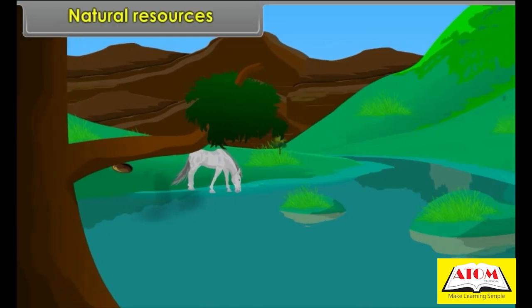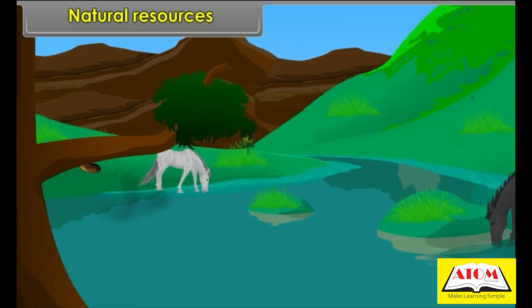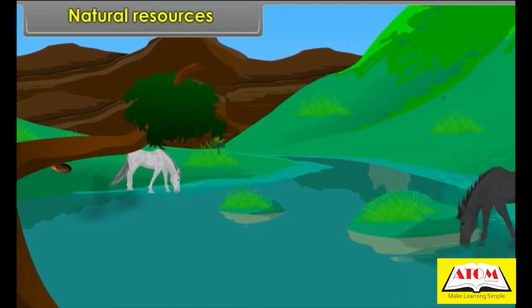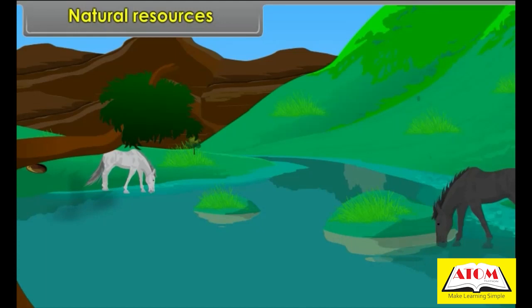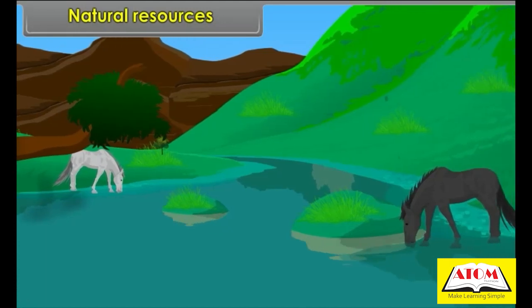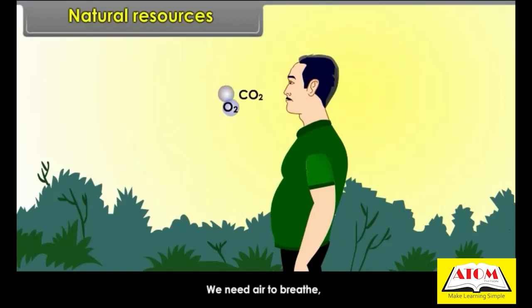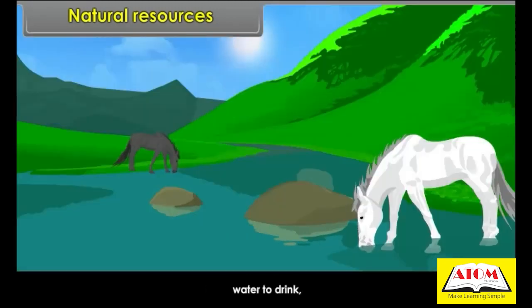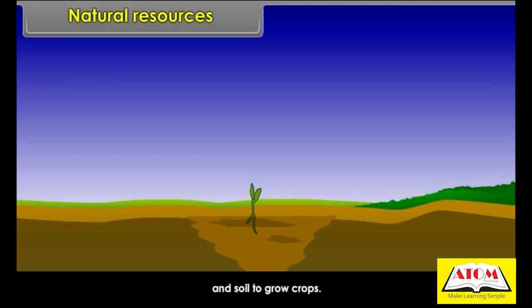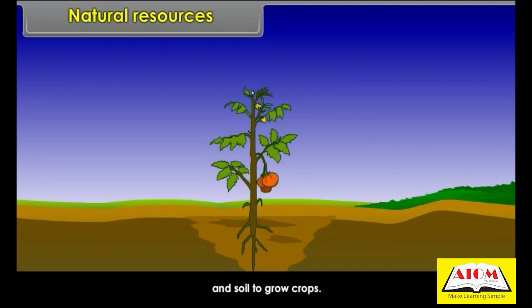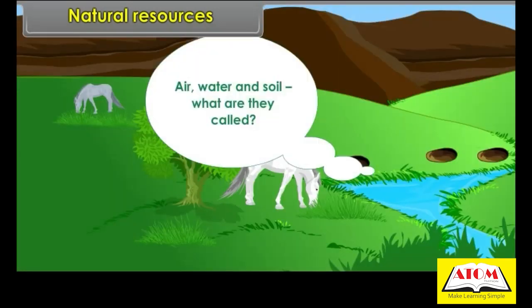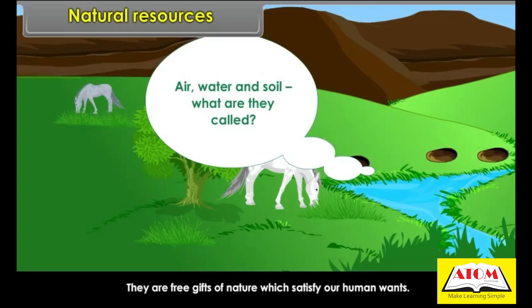Natural resources. Let us start the chapter by explaining the term natural resource very briefly with suitable example. We need air to breathe, water to drink, and soil to grow crops. Air, water, and soil. What are they called? They are free gifts of nature which satisfy our human wants.